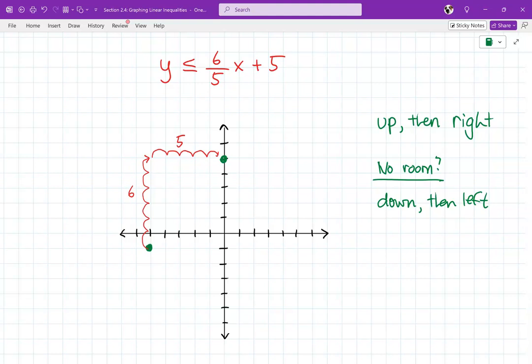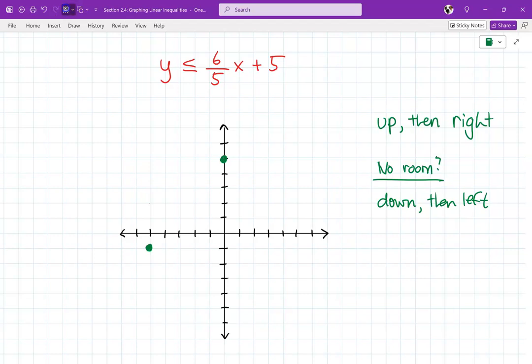I just kind of went completely opposite. Right? Completely opposite. Why did I go completely opposite? I ran out of room. On my picture, there was no room to fit 6 up and 5 over to the right. So just go in the opposite directions. Okay, both of them. Don't go down, then right. No. Down and then left. If it would have been a negative slope and you were going down, then right, then go up, then left. Okay? So when you run out of room, you go the opposite directions.